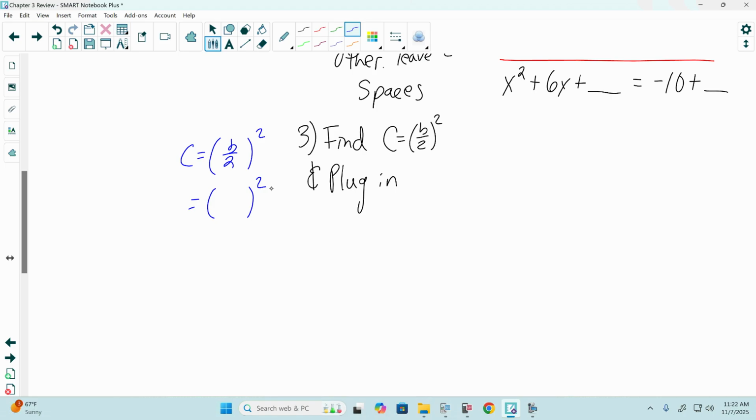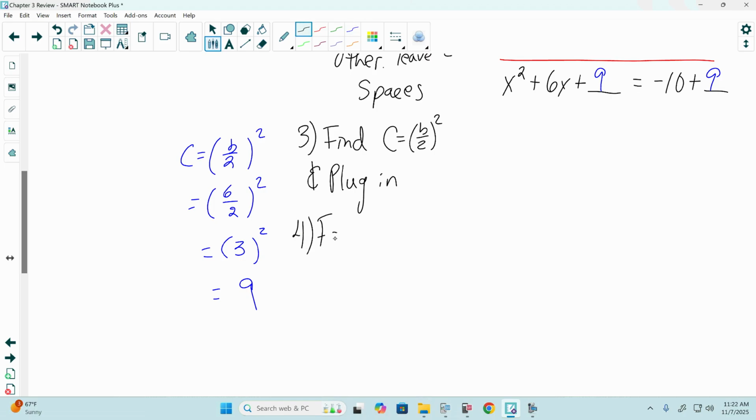Now here, x squared plus 6x, what's the value of b? 6. Would it be positive or negative 6? Positive. So we have 6 over 2 squared. 6 divided by 2 is 3, and 3 squared is 9. So our c that we need to make this a perfect square trinomial is 9. We plug it in its 2 spots.